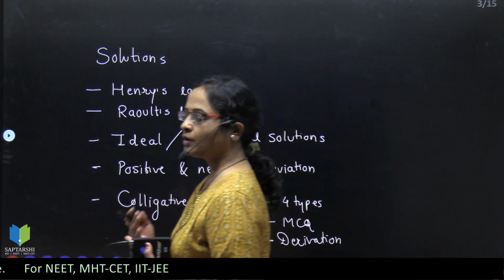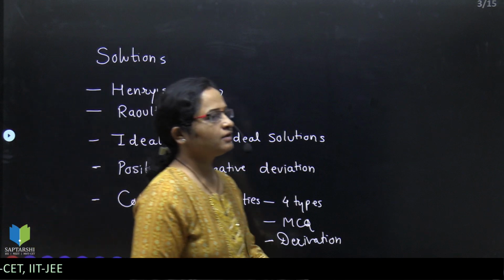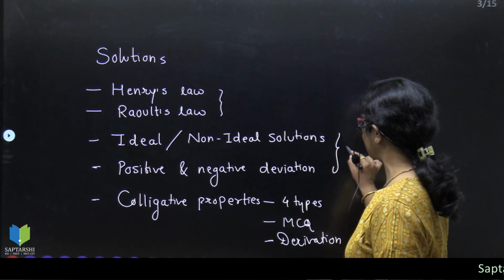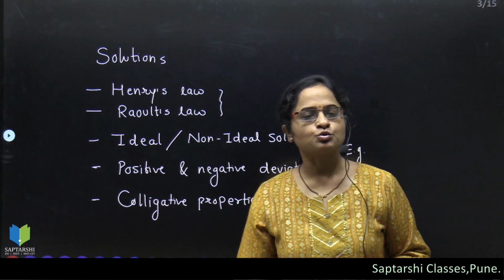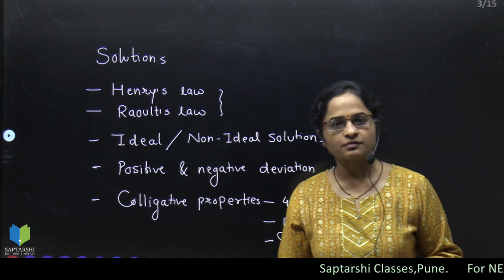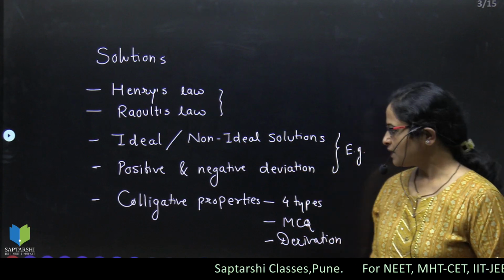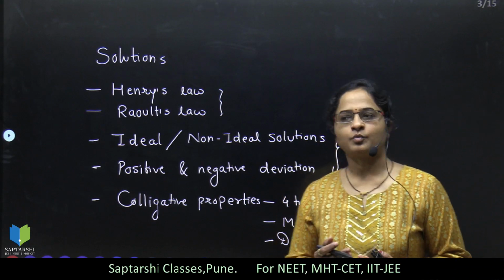What are the important features for ideal and non-ideal solutions? And my dear friend, most of the time the examples are asked on this part, that out of the following which will be the ideal solution, which will show positive deviation or negative deviation, depending on that type. Similarly, let's come to the biggest part of this chapter, that is colligative properties.